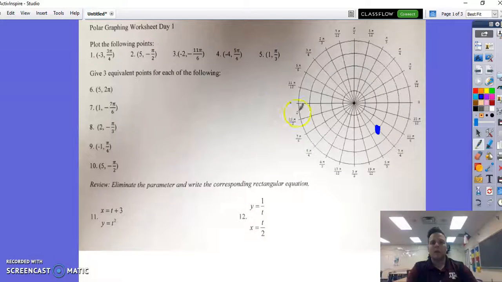5, -pi over 2. So 5. So radius 1, radius 2, radius 3, radius 4, radius 5. So that's where I start. And then I want to go -pi over 2. And you should know -pi over 2 would just be right down here.